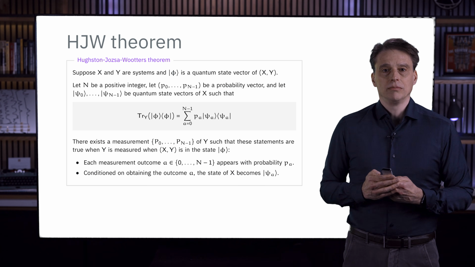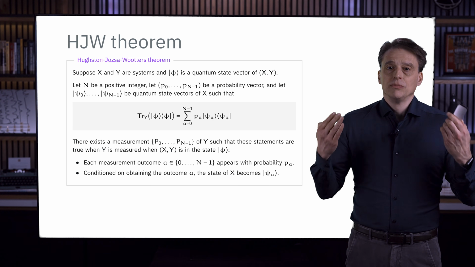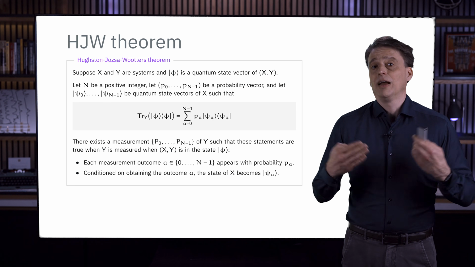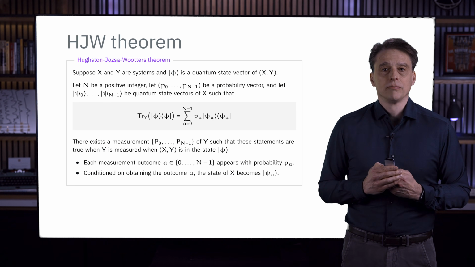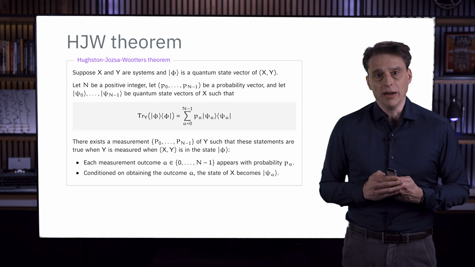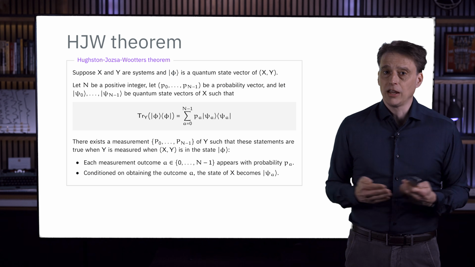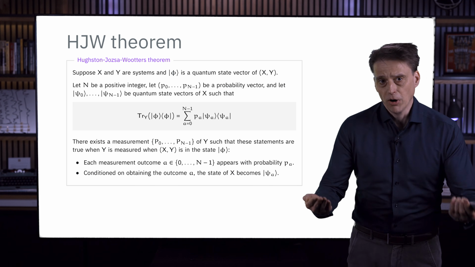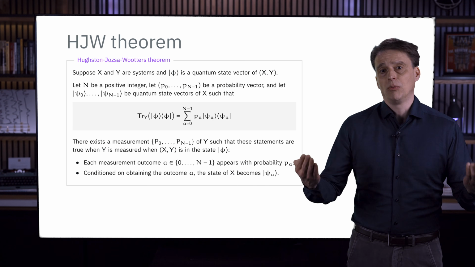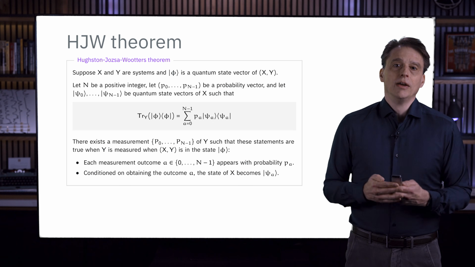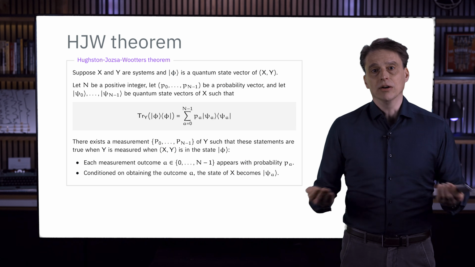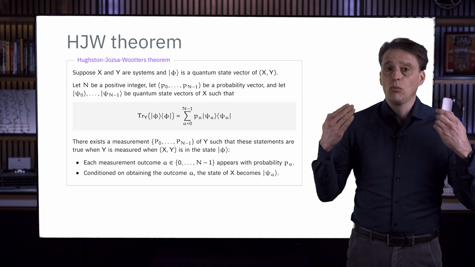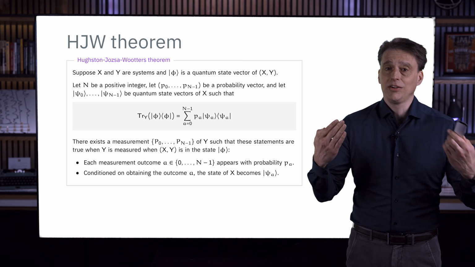So why is that interesting? Well, it means that for any way that we choose to think about the reduced state of X as a convex combination of pure states, there's some measurement of Y that effectively makes this way of thinking about the reduced state of X a reality. And what's remarkable is that this is possible even when the state phi is chosen first, and the convex combination is chosen later. As long as it's an expression of the reduced state of X, there will be a measurement of Y that works exactly like this.